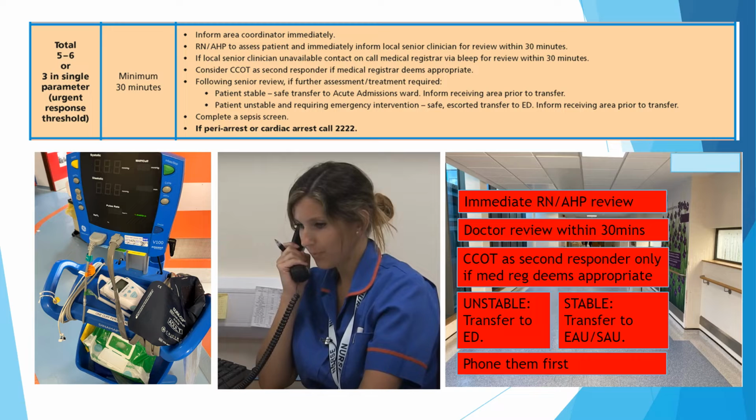Patients that have a NEWS score of 5 to 6 or 3 in one single parameter, the observation frequency needs to be a minimum of 30 minutes. The area coordinator needs to be informed of the NEWS score, and the RN or the AHP needs to assess the patient and immediately inform the local senior clinician, and they need to review the patient within 30 minutes. If this local senior clinician is unavailable, then contact the on-call medical registrar via their bleep. This review also needs to occur within 30 minutes.